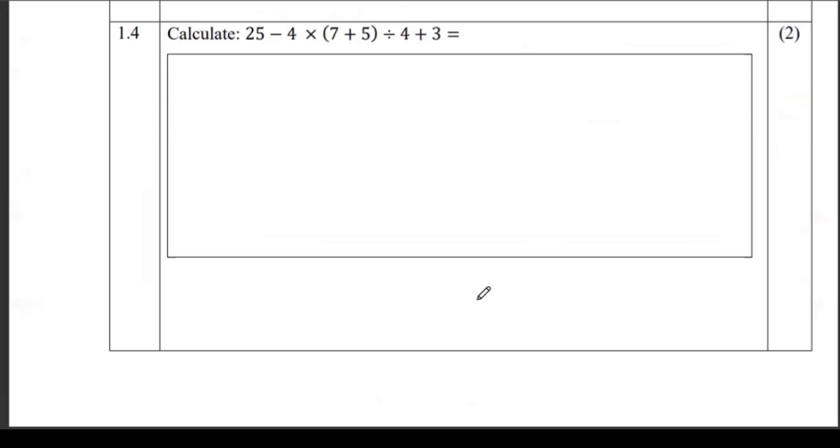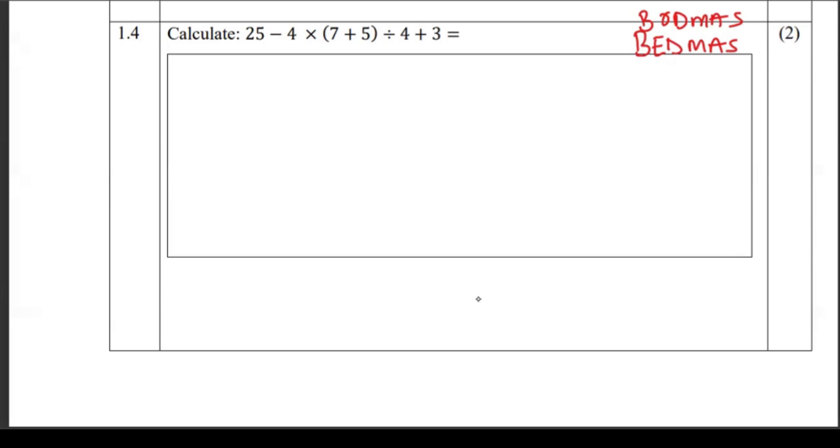And then 1.4, where we have the order of operations. So we have more than one sign. In cases where we have more than one sign, apply BEDMAS, or sometimes people call it BODMAS: brackets, of, division, multiplication, addition, and so on and so forth.